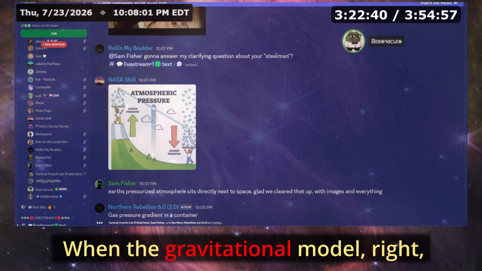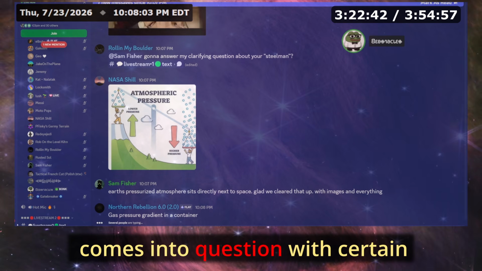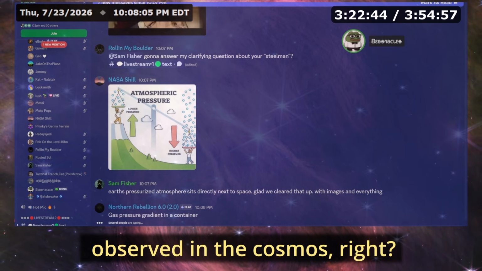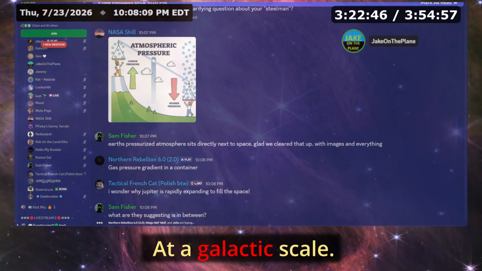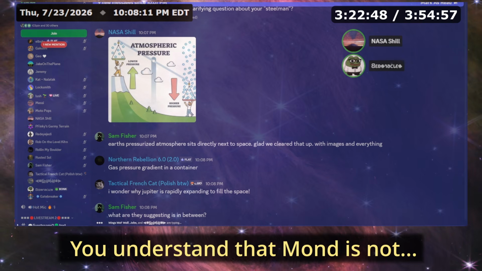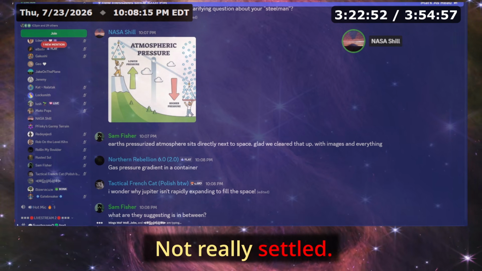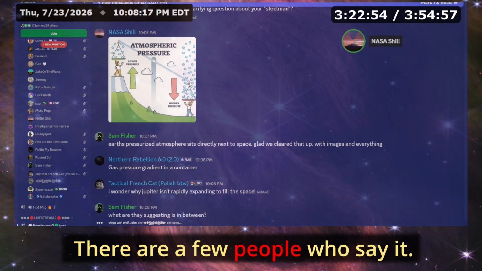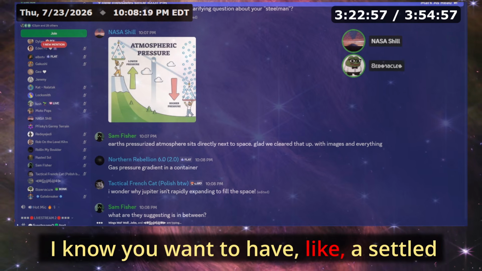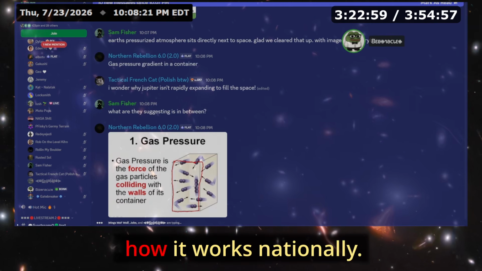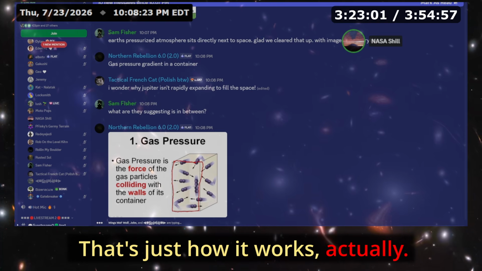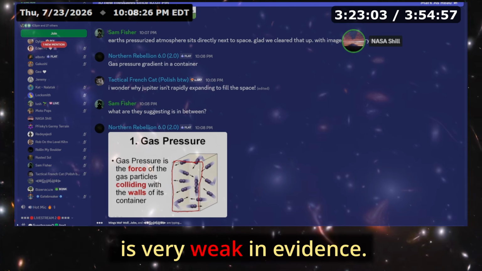So when the gravitational model comes into question with certain anomalies that are observed in the cosmos, right? At a galactic scale. You understand that MOND is like fringe science, right? Not really settled. I mean, only a few people say it. I know you want to have a settled answer, but that's not how it works. You need to have evidence for it, and MOND is very weak in evidence.